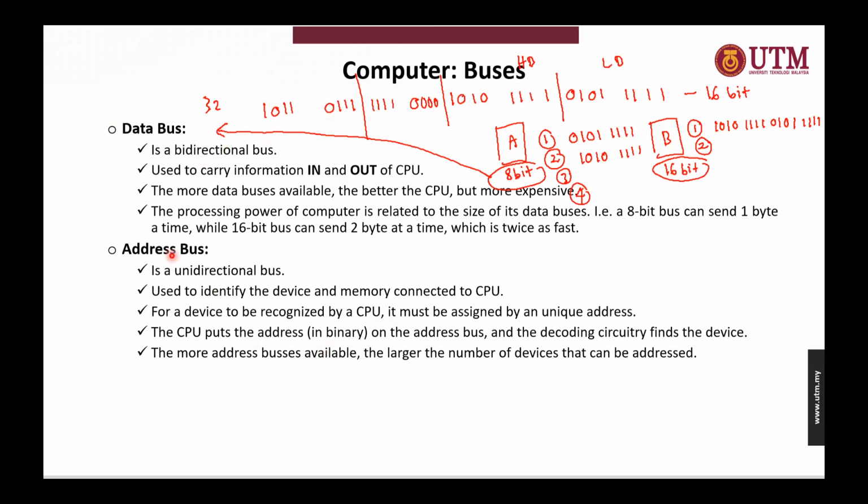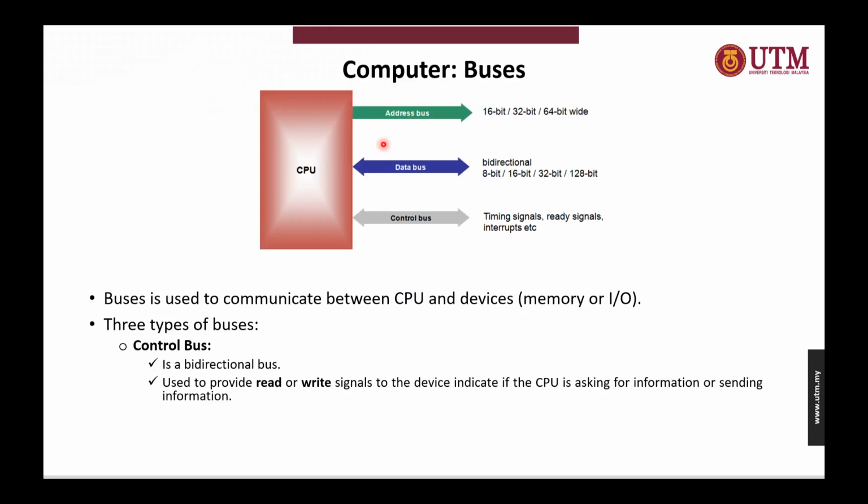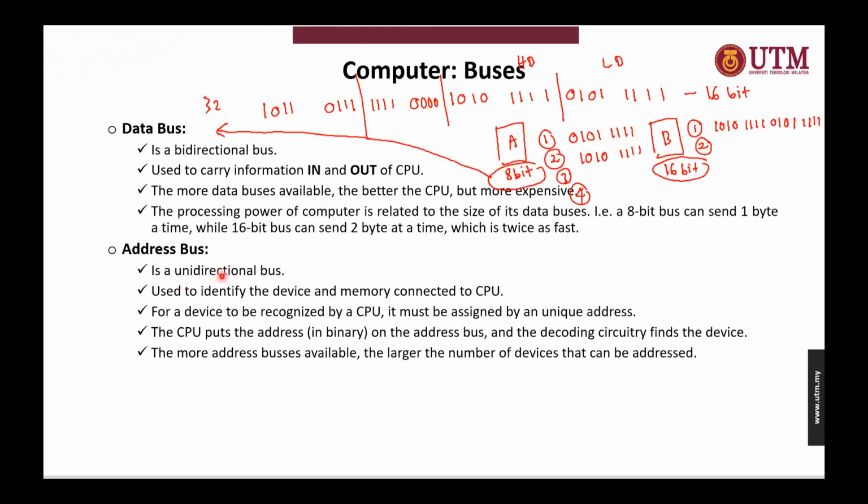And last but not least is the address bus. If you look at this address bus, it only has one direction, from the CPU to memory or to I/O, so it's a unidirectional bus. It is used to identify the device and memory connected to the CPU. As the name implies, address is used to identify.